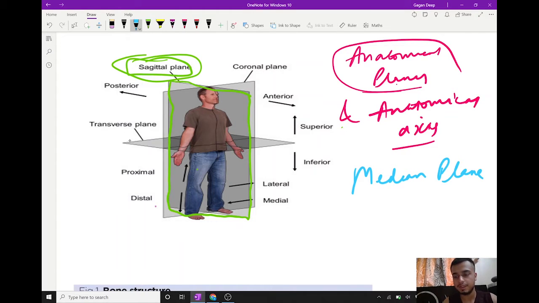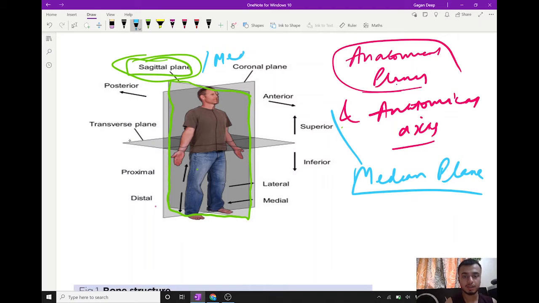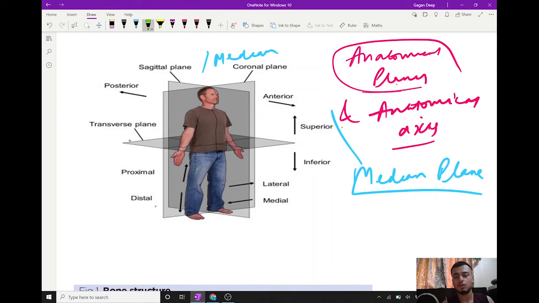Sagittal plane is any plane passing longitudinally through the body. Median plane is that sagittal plane which divides the body into equal right and left halves. So the median plane is also a sagittal plane, but it divides into equal halves, whereas a sagittal plane can be non-uniform, and if it is uniform, it is known as median. Now once we are done with the sagittal plane, we'll be talking about the coronal plane.